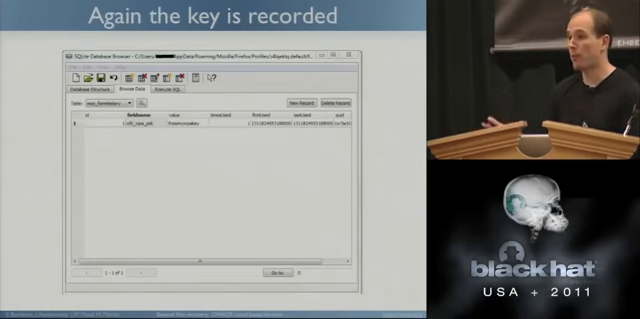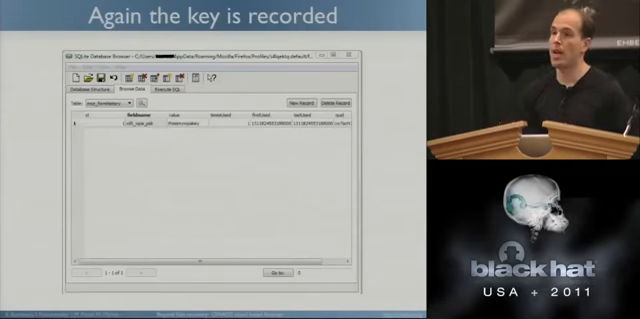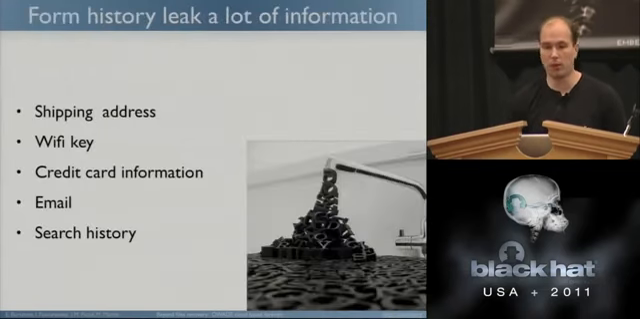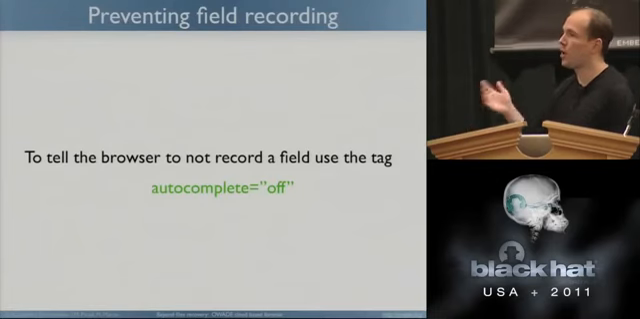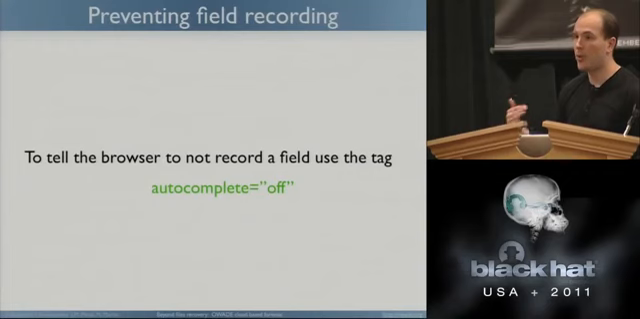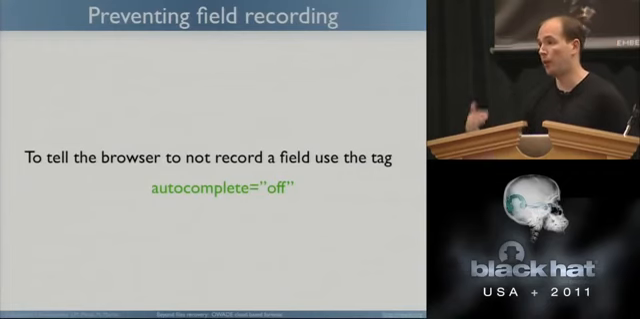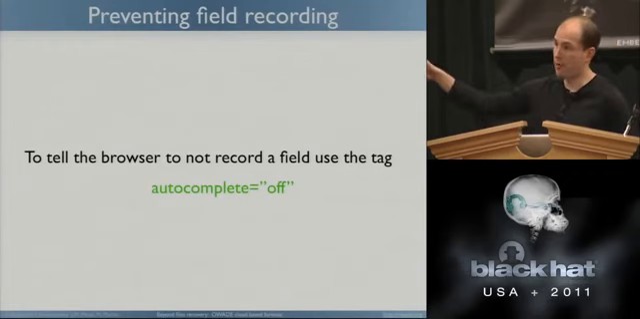So actually, form fields contain a lot of private information, and Safari knows that because they actually encrypt it as well. And I'm advocating that Firefox do the same. So form history leaks a lot of personal information, and that's a privacy problem, for me at least. Shipping address, Wi-Fi key, credit card information, and so forth. Amazon doesn't record your credit card information because they tell the browser not to autocomplete this one. And you can do it as a developer. If you have a website, you can put an input field with autocomplete equal off, and it won't be stored.